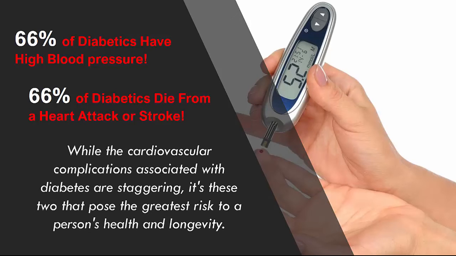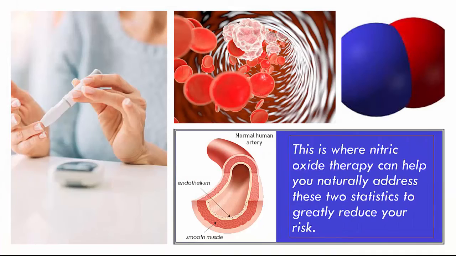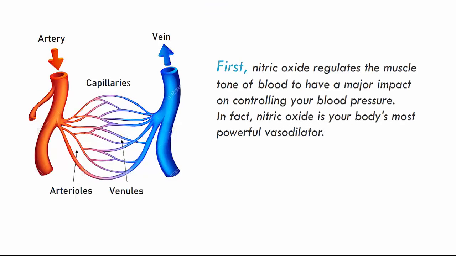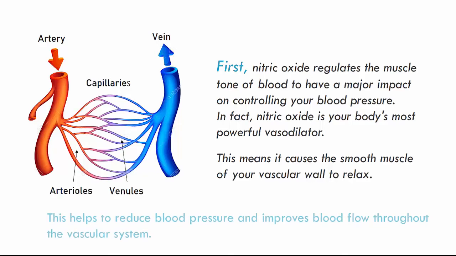While the cardiovascular complications associated with diabetes are staggering, it's these two that pose the greatest risk to a person's health and longevity. This is where nitric oxide therapy can help you naturally address these two statistics to greatly reduce your risk. First, nitric oxide regulates the muscle tone of blood vessels to have a major impact on controlling your blood pressure. In fact, nitric oxide is your body's most powerful vasodilator. This means it causes the smooth muscle of your vascular wall to relax. This helps to reduce blood pressure and improves blood flow throughout the vascular system.